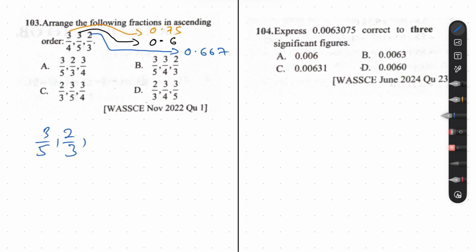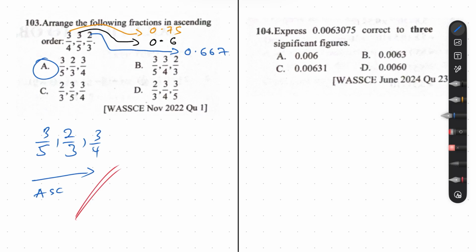And last but not the least is 0.75, which is 3 over 4, in ascending order. So that is our answer. 3 over 5, 2 over 3, then 3 over 4. That is A. Now let's move on to question number 104.